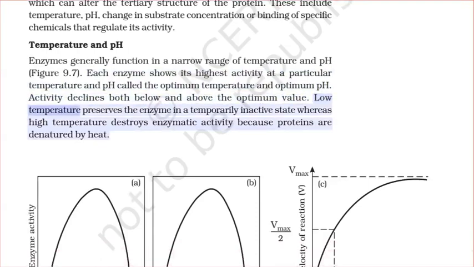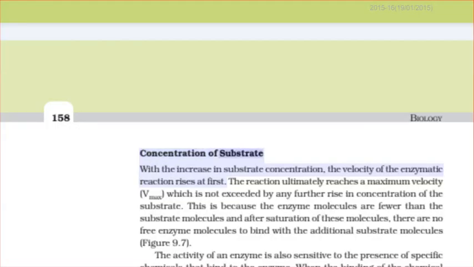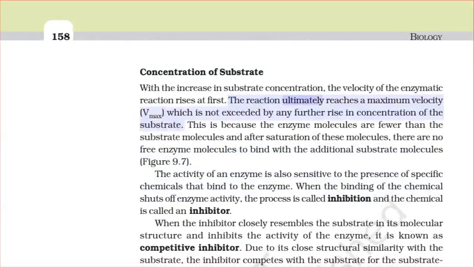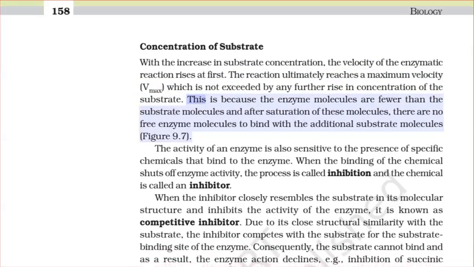Low temperature preserves the enzyme in a temporarily inactive state, whereas high temperature destroys enzymatic activity because proteins are denatured by heat. Concentration of substrate. With the increase in substrate concentration, the velocity of the enzymatic reaction rises at first. The reaction ultimately reaches a maximum velocity, Vmax, which is not exceeded by any further rise in concentration of the substrate. This is because the enzyme molecules are fewer than the substrate molecules, and after saturation of these molecules, there are no free enzyme molecules to bind with the additional substrate molecules.